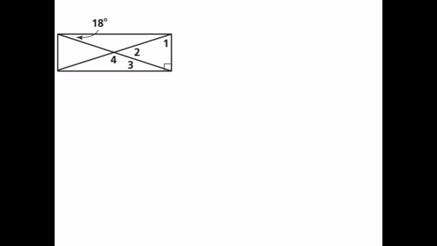Given this image here, they want to know what the most precise name is for the figure, and they also want to know what the measures for all the angles are. Because we know that this is a parallelogram with right angles, all of these angles are right angles, which makes this a rectangle. Because the top and the bottom are parallel, this angle here, the 18 degrees, and this angle here, angle 3, are alternate interior angles. So angle 3 is also 18 degrees.